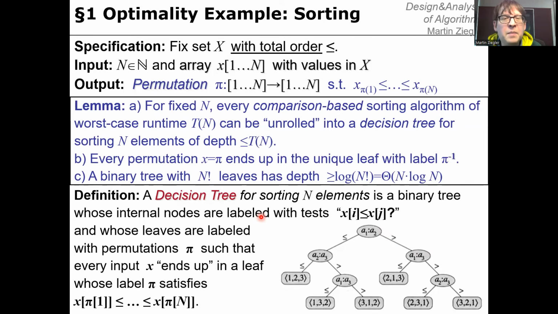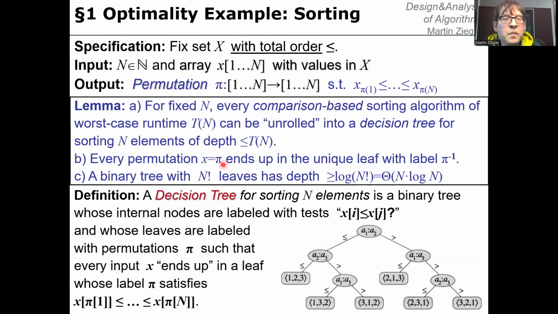And the final item for putting things together is again a purely mathematical observation, namely that if we feed that decision tree with different permutations, then different permutations end up in different leaves.